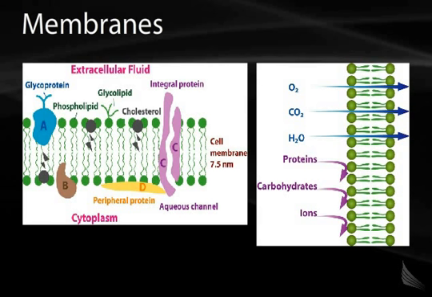Other molecules of biological importance, such as proteins, carbohydrates, and ions, because of their polarity, are unable to cross cell membranes, and therefore, as we'll learn later, have specific mechanisms to allow them either to cross or to signal across cell membranes.